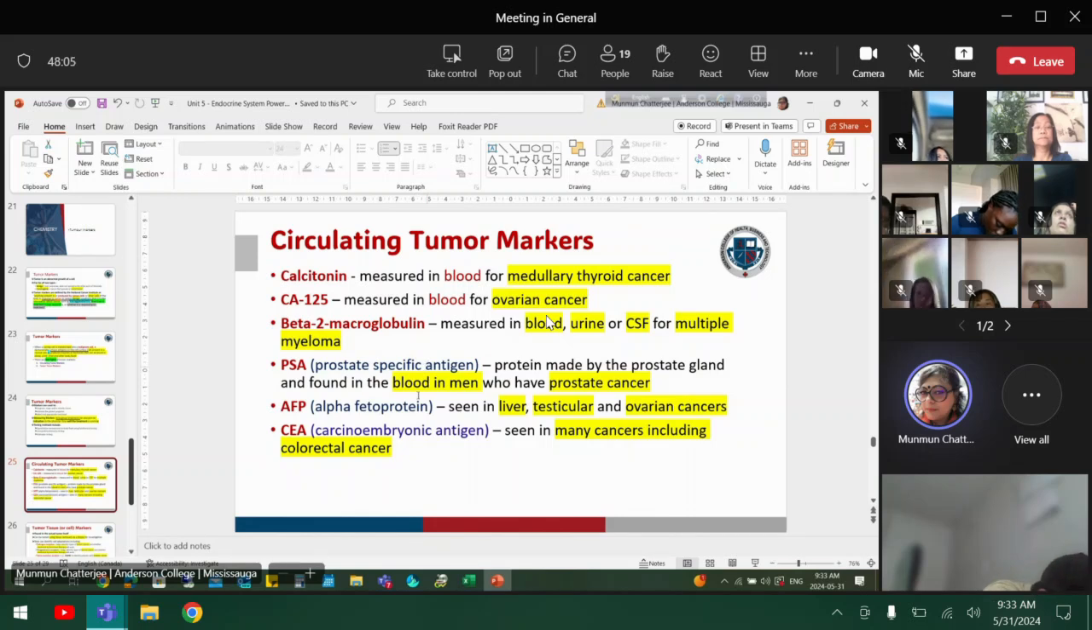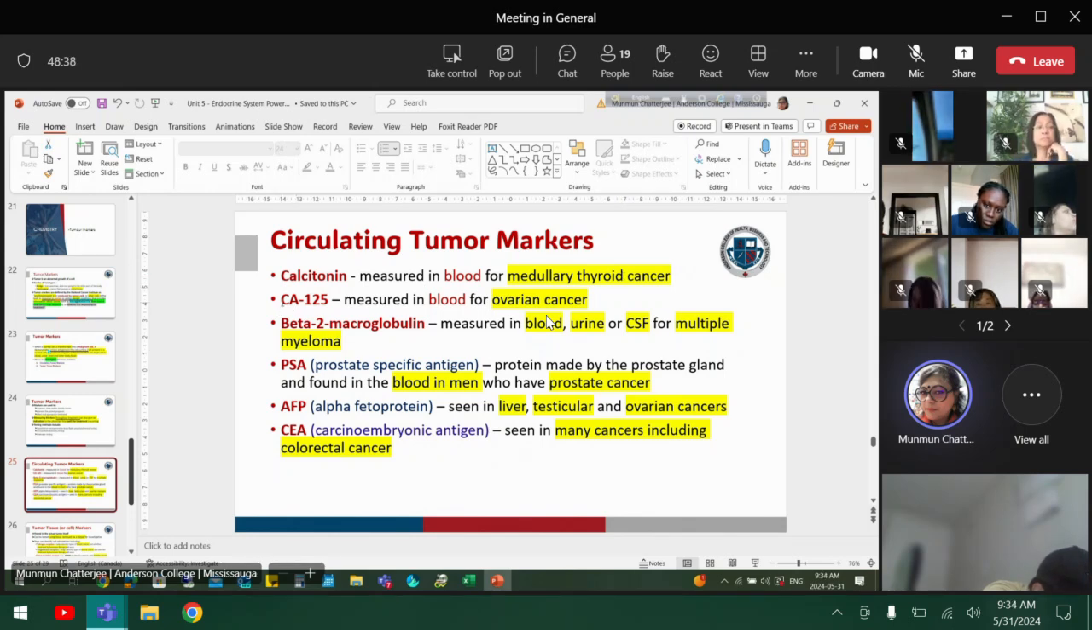So now these are the examples of the circulating tumor markers. That means these markers are released from the cancer cell into any of the body fluids, be it blood or urine or any body fluid anywhere. What are they? Calcitonin. Why is this marker used? It is measured in blood for medullary thyroid cancer. Calcitonin.